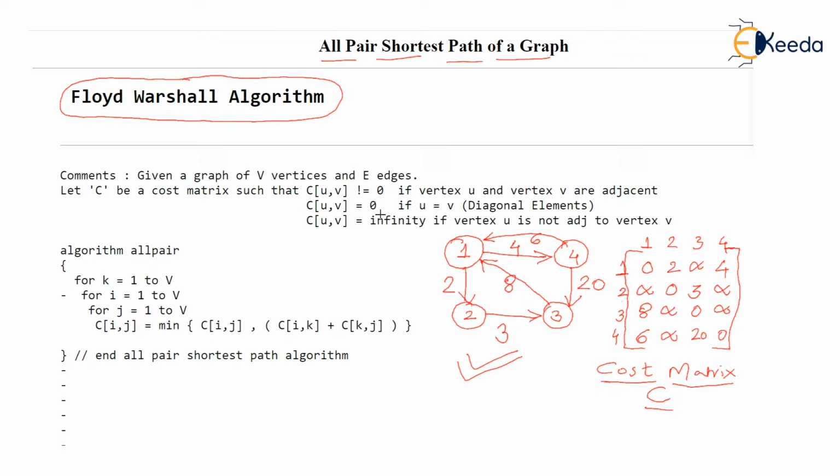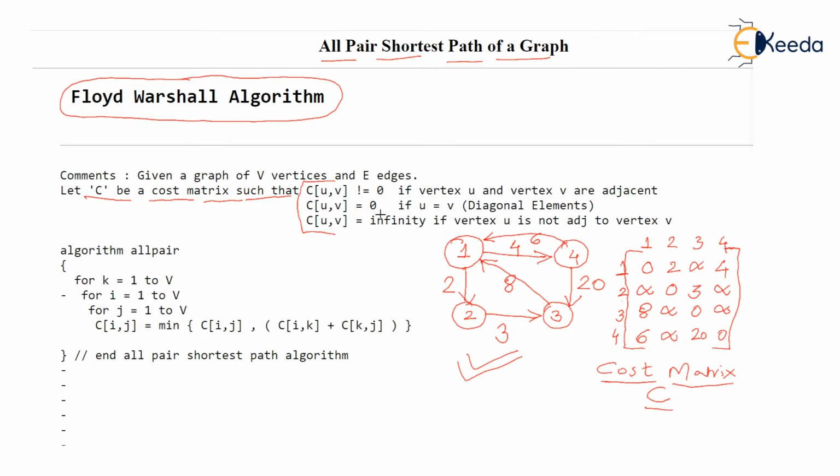Now there are few rules for cost matrix. Now C is the cost matrix here. Obviously it will have V rows and V columns, where V are the number of vertices. So in this graph there are four vertices. So we have a cost matrix C which is having four rows and four columns. Let's see the rules for creating this cost matrix C.